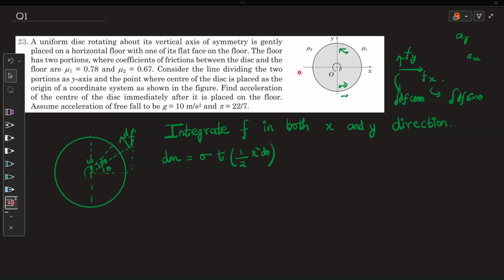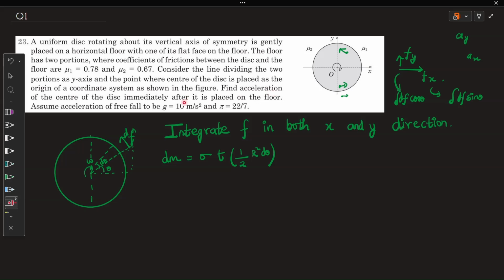So what happens is we are placing a disk which is rotating about its vertical axis on a horizontal floor which has two different surfaces, because they have two different coefficients of friction. Now at each and every point, let's take some point over here. The friction would be perpendicular to the radius vector, correct? Now this overall friction generates an anti-clockwise torque.